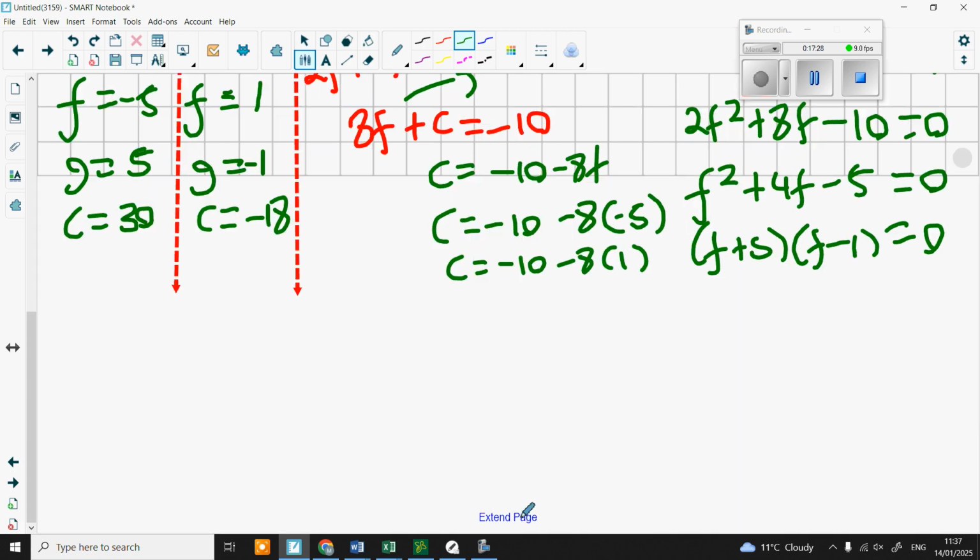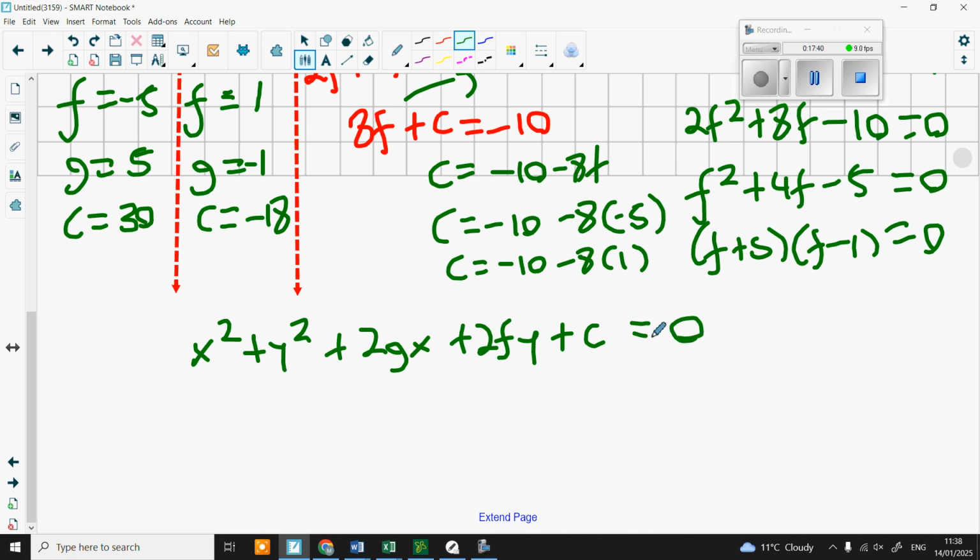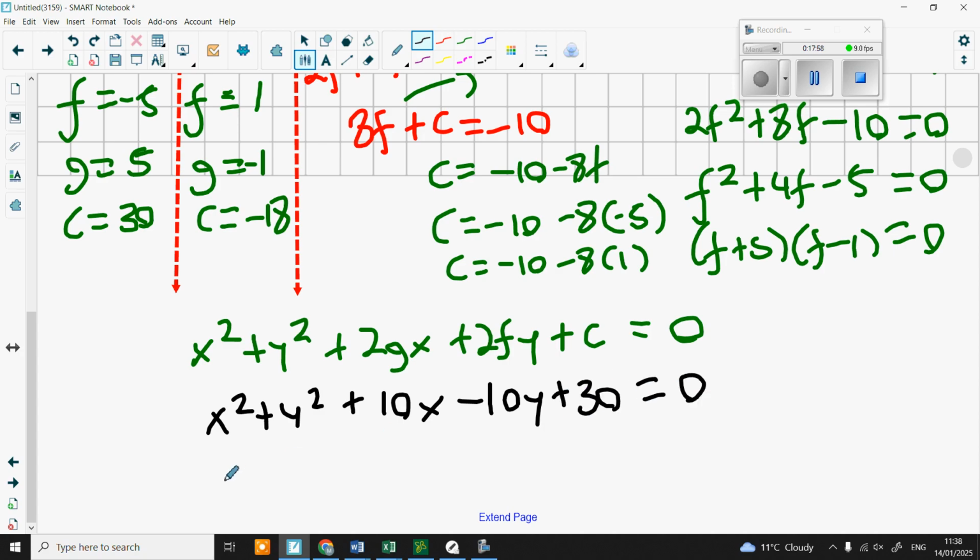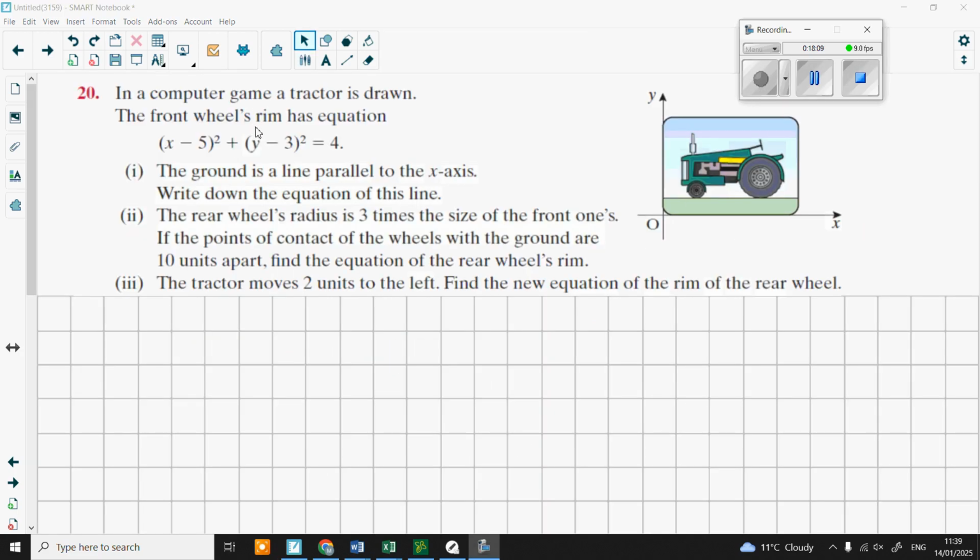Did anybody get this out last night? What way did you do it? One linear, one quadratic. Fair enough. I did one linear, one quadratic as well. So what do we get here then? x squared plus y squared, 2gx is 10x, minus 10y plus 30 equals 0. And then the next one, x squared plus y squared plus 2x minus 2y minus 18 equals 0.